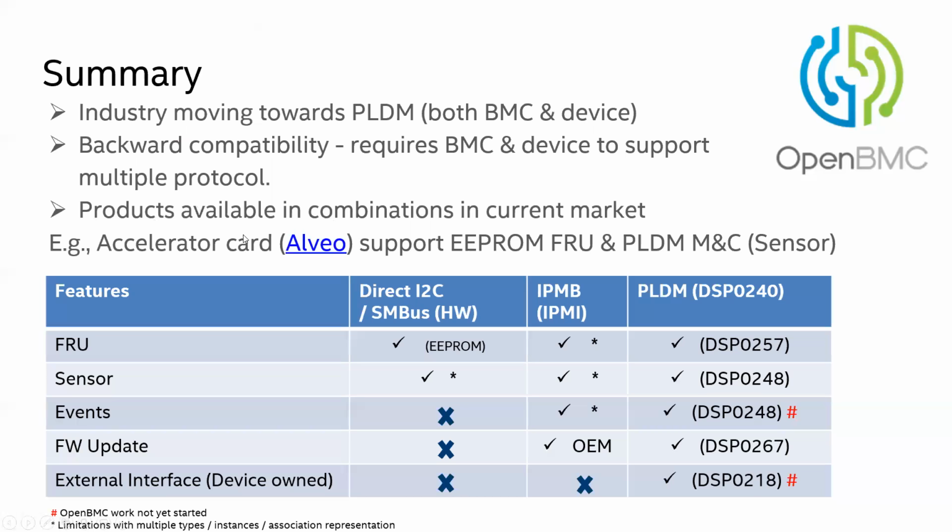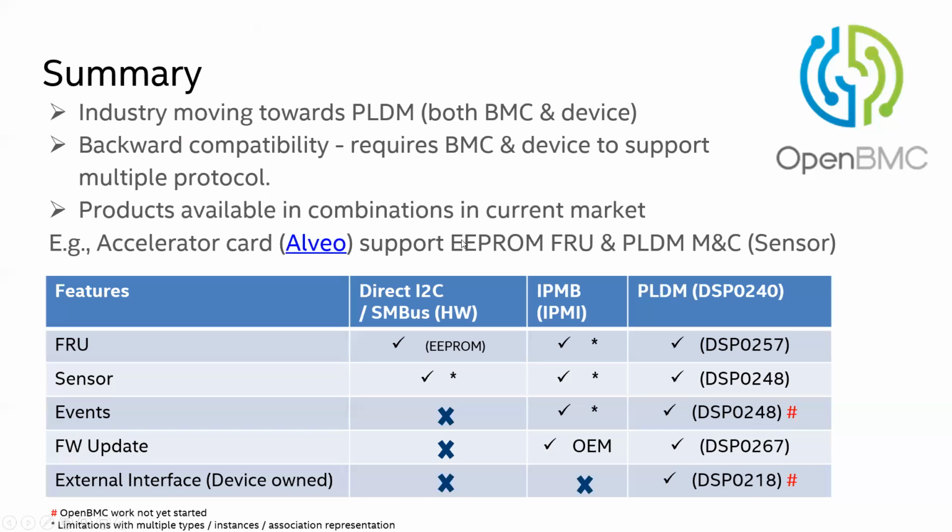Now, if we take an accelerator card by Xilinx, the way it is represented in the IPMI FRU format is a physical EEPROM, whereas all the sensors are represented as part of PLDM. So it does support the PLDM base specification and PLDM monitoring and control to give out all the temperature, voltage, and power related sensors. But it doesn't support the PLDM FRU specification. So this is an example of a combination of support, right?